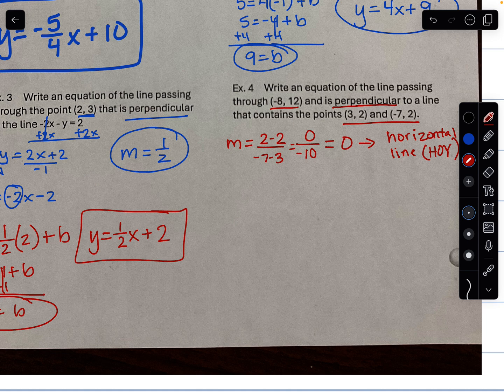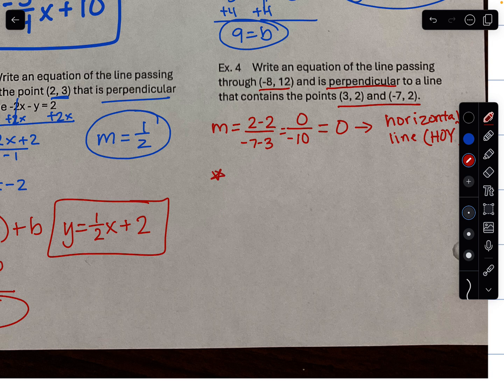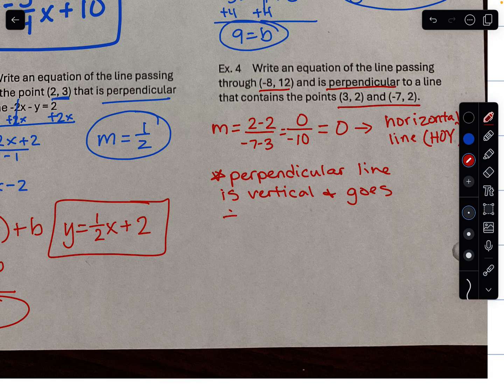Now, what type of line would be perpendicular to a horizontal line? Vertical. Okay, so let's just make a note of that, because this one's a little different. So, the perpendicular line would be vertical, and it goes through what point? It gave it to you. What point did they give you that it wants it to pass through? Negative 8, 12.